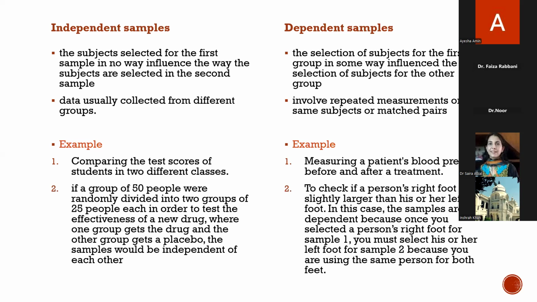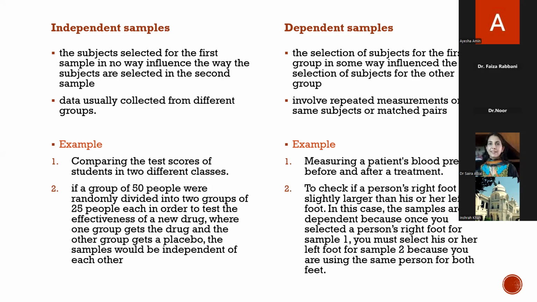For example, if you're comparing the test score of students in two different classes, or if there is a group of 50 people who were randomly divided into two groups of 25 people each in order to test the effectiveness of a new drug, where one group gets the drug and the other group gets a placebo. So there are two groups, one is taking the drug and the other is taking the placebo. So there are two independent groups. So there will be independent samples.